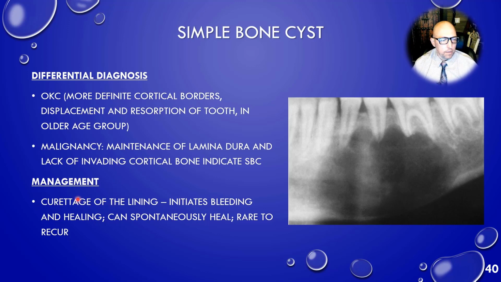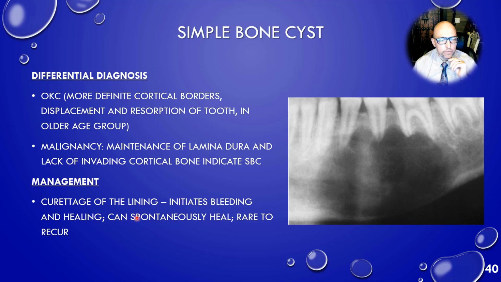So the management: you're not going to be able to really excise these like you do with a cyst. You kind of enucleate it because there's no real cystic lining to it. There's no soft tissue capsule. It's just an empty bone cavity. So the surgeon goes in, they open it up, and they kind of scrape out the inside of the bone cavity. They curettage the lining. That initiates bleeding and initiates healing.